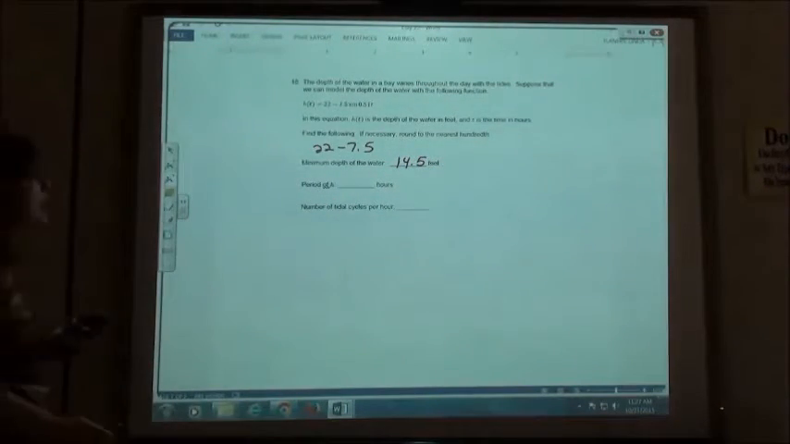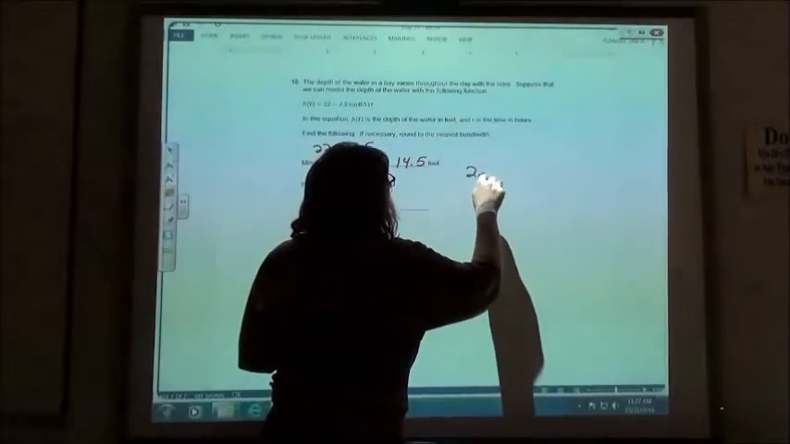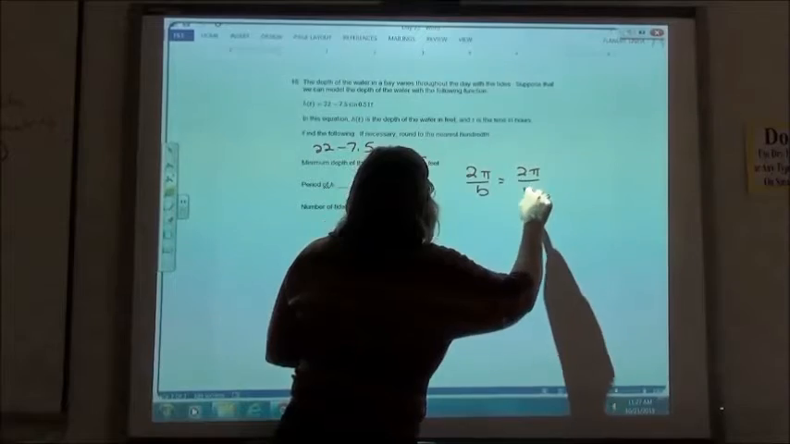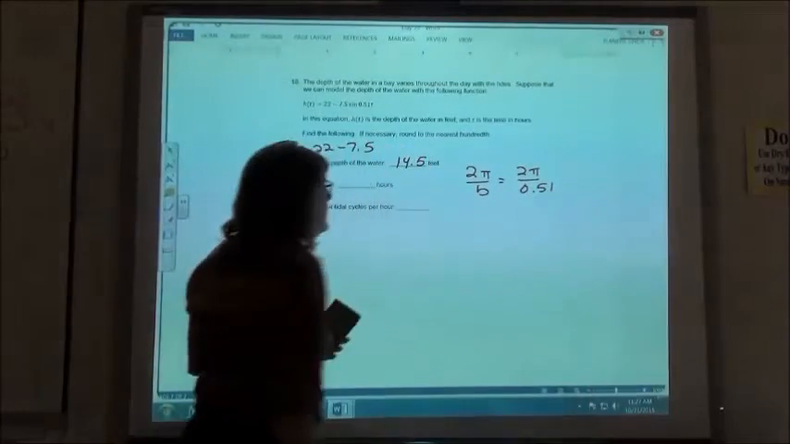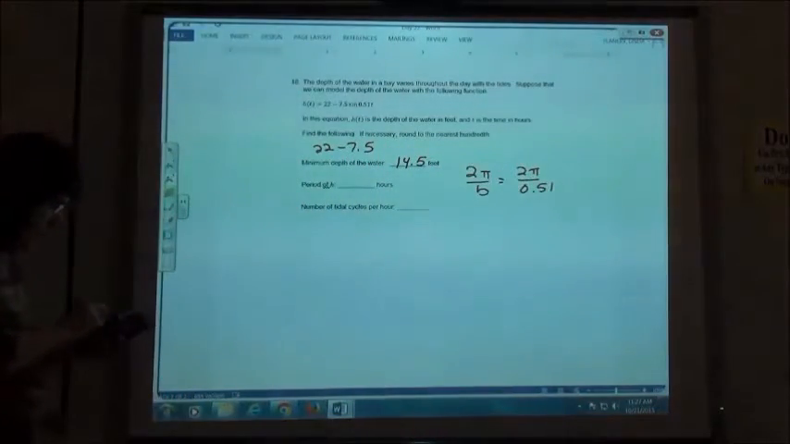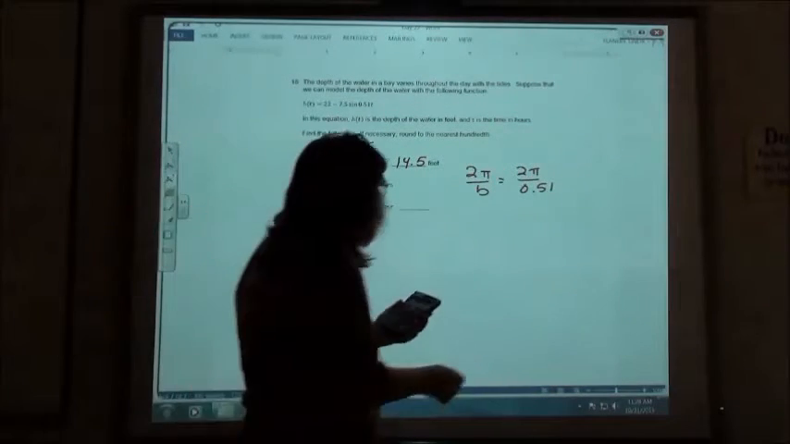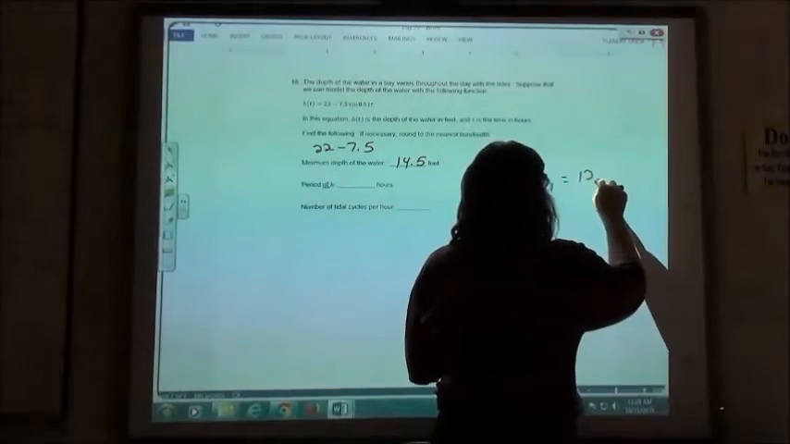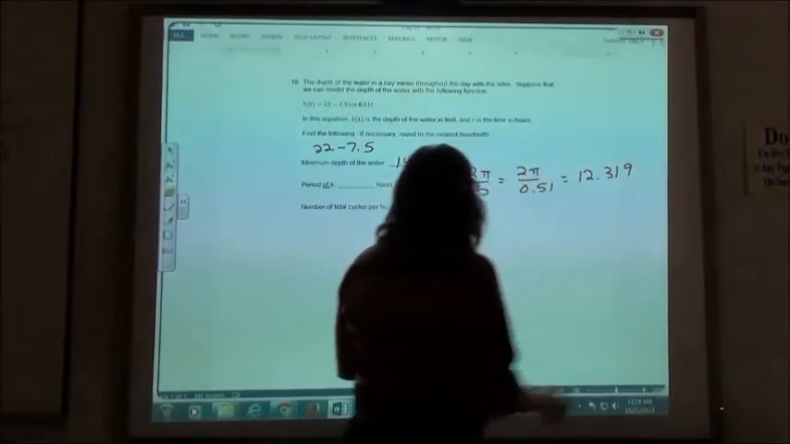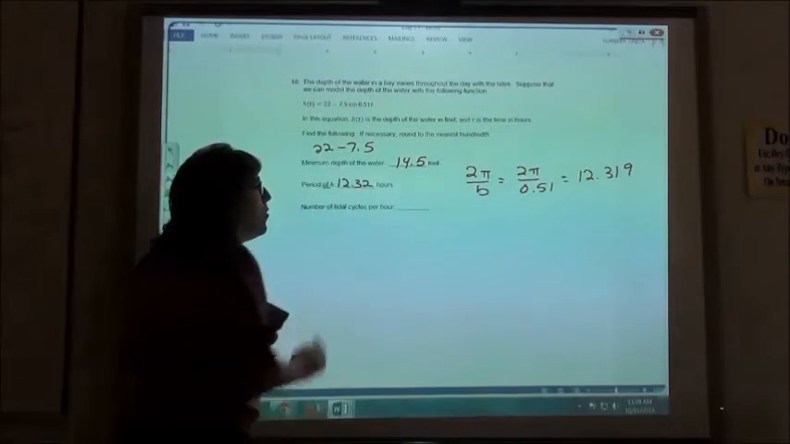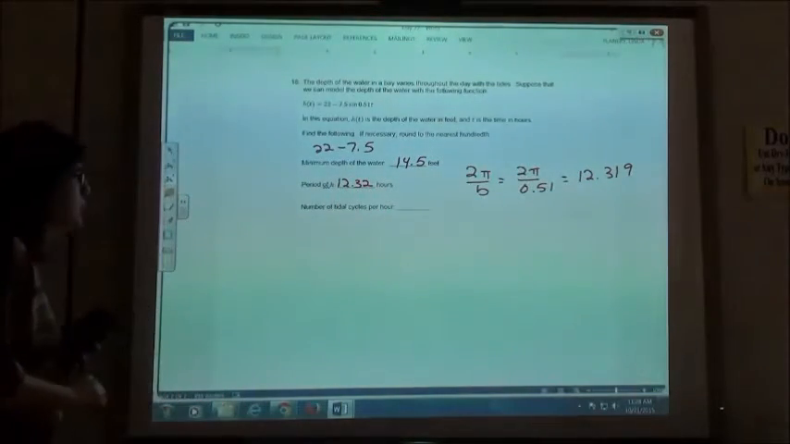My period, 2 pi over b. So 2 pi divided by 0.51. So 2 shift pi divided by 0.51 would give me 12.319. So I'm rounding to the nearest hundredth. 12.32 hours then is what I would round that off to.